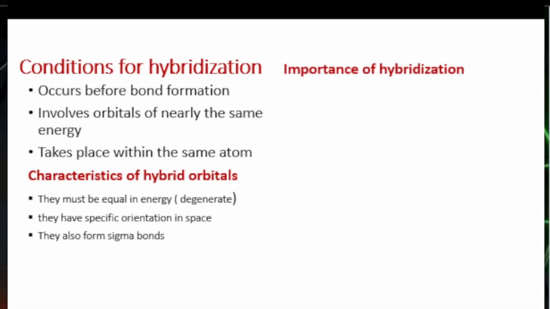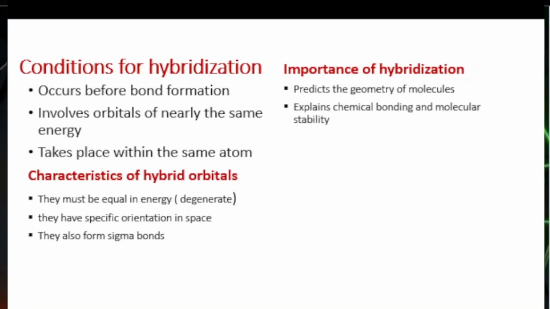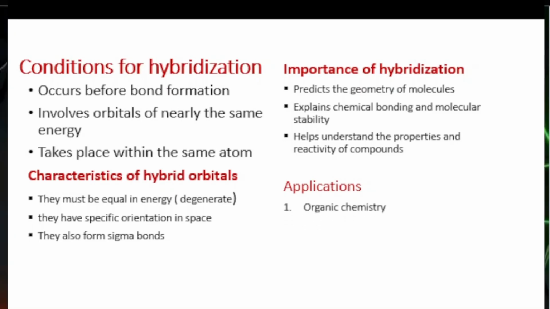Importance of hybridization. How is hybridization very important? It predicts the geometry of molecules, explains chemical bonding and molecular stability. It also helps in understanding the properties and the reactivity of compounds. Applications of hybridization: hybridization can be applied in organic chemistry, also in biochemistry, pharmaceutical chemistry, and material science.